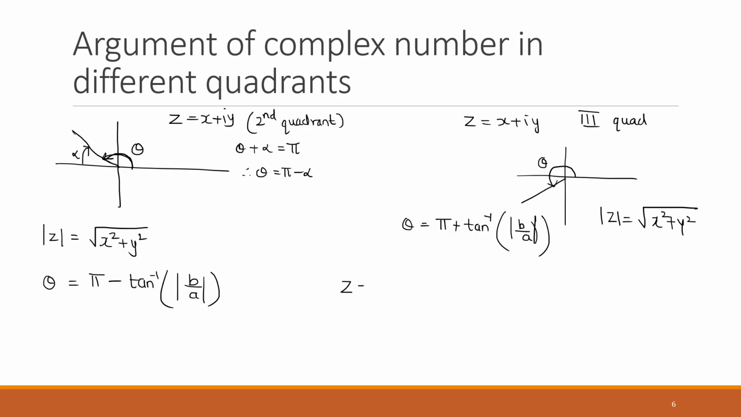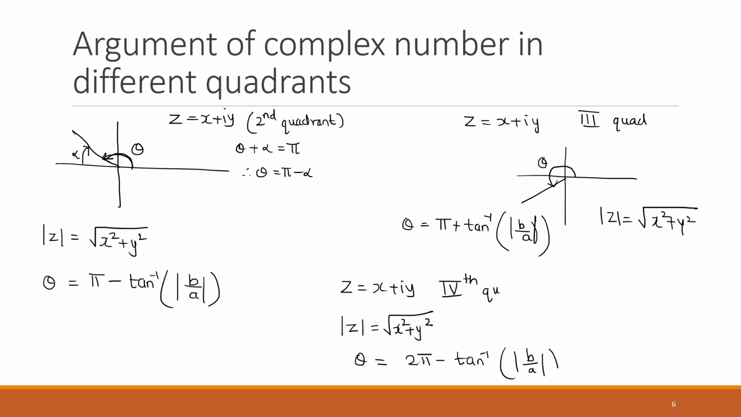Now similarly, if z lies in the fourth quadrant, again mod z will remain the same, that is the square root of x square plus y square, and theta will be 2 pi minus tan inverse modulus of b by a. First quadrant: directly tan inverse. Second quadrant: pi minus. Third quadrant: pi plus. Fourth quadrant: 2 pi minus.